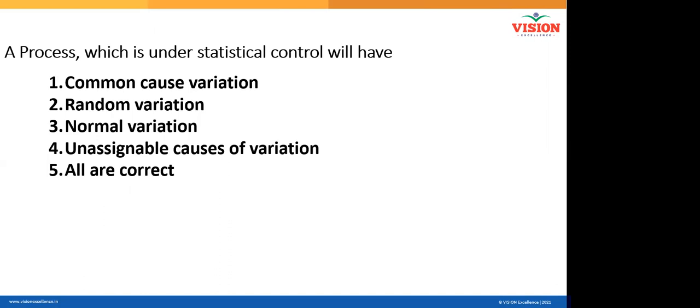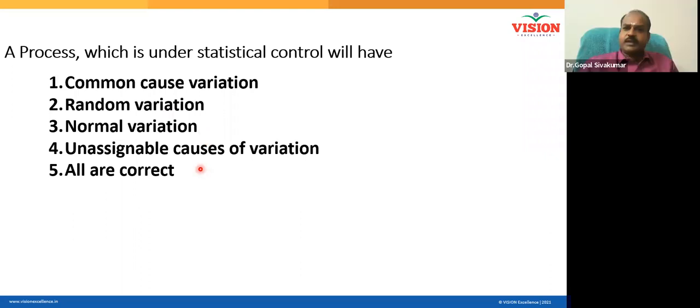Normal variation. All are correct. Common cause, random variation, normal variation, unassignable cause of variation. These are all same words. So the answer is all are correct.